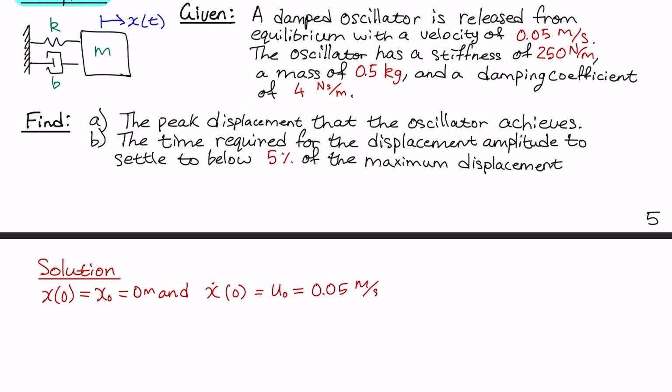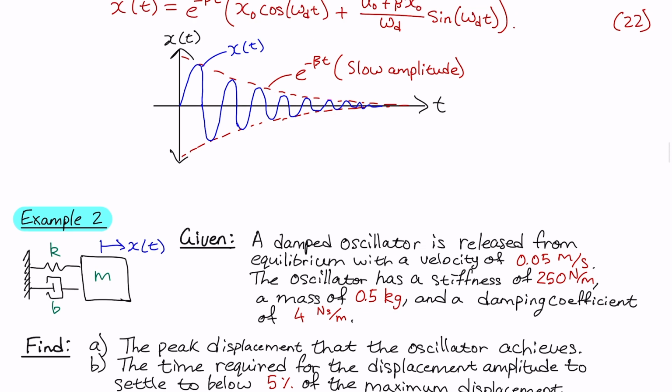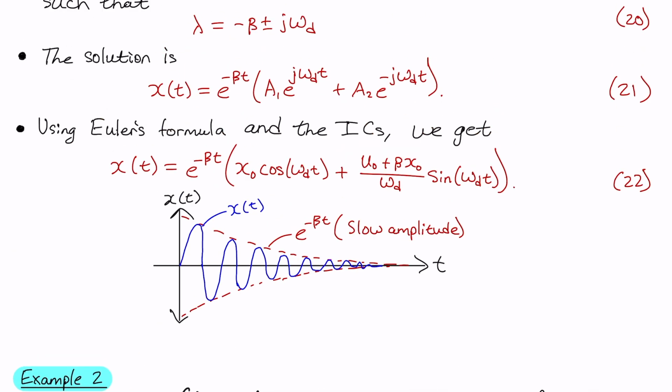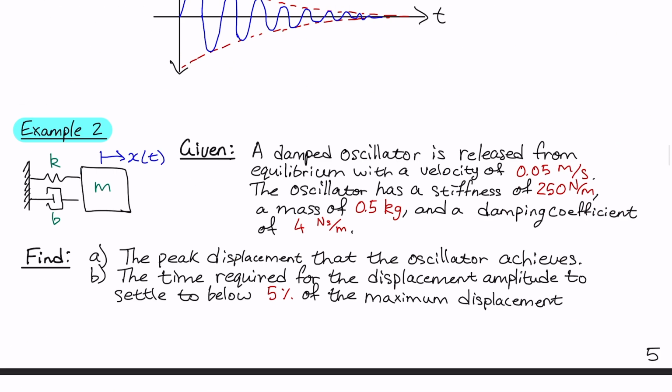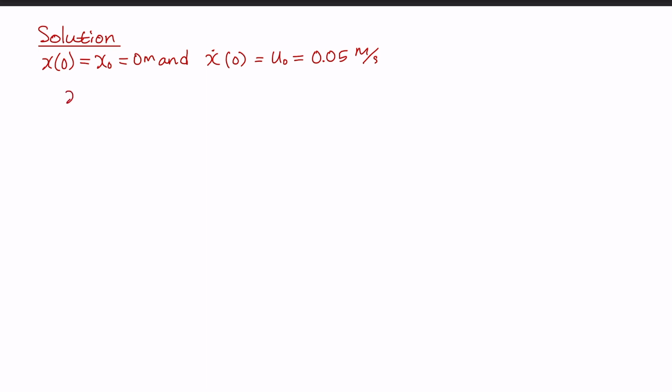And if we really wanted to, we can include the units for the initial displacement, which is meters. If we scroll back up and take a look at our displacement, since the initial velocity is 0, we will not have the cosine term, and we won't have the second term that multiplies the sine. As a result, the displacement is simply x of t equals u0 divided by omega d times the sine of, and actually I left out the exponential, so e to the minus beta t times the sine of omega d t.